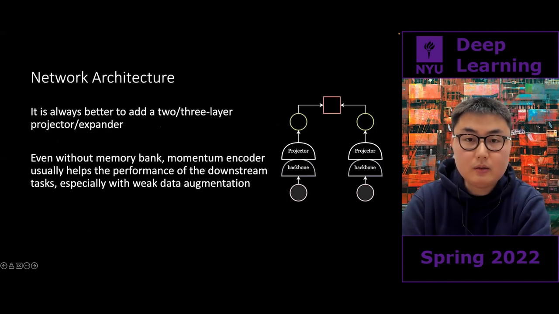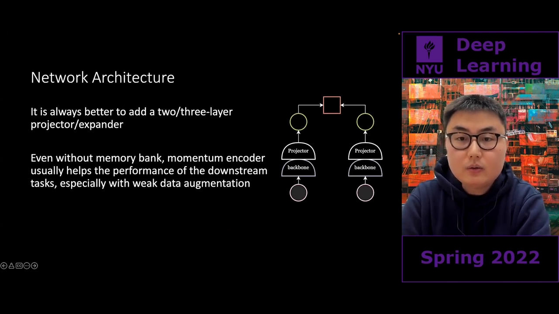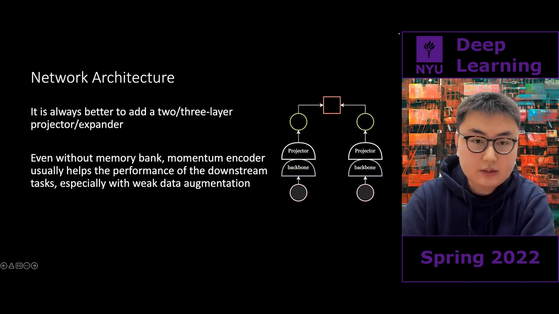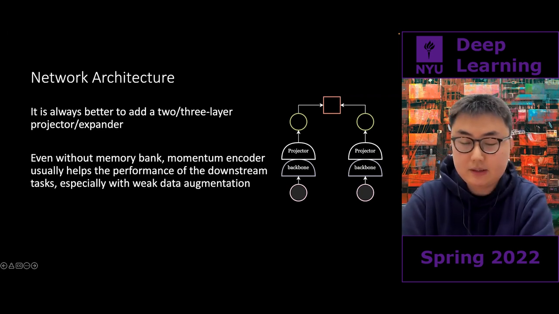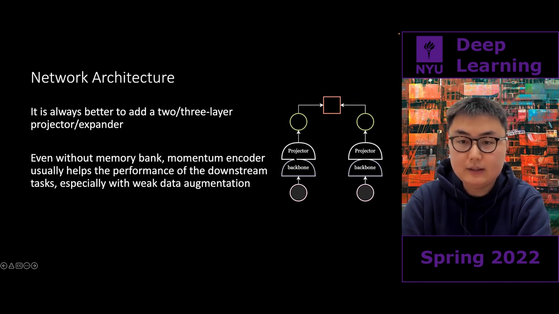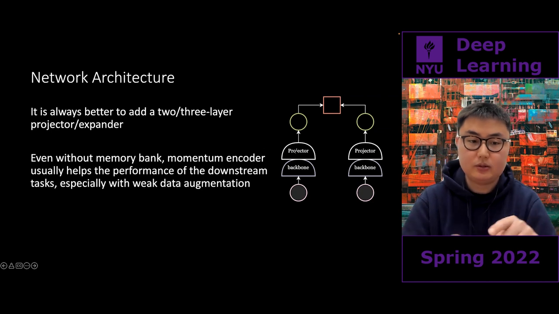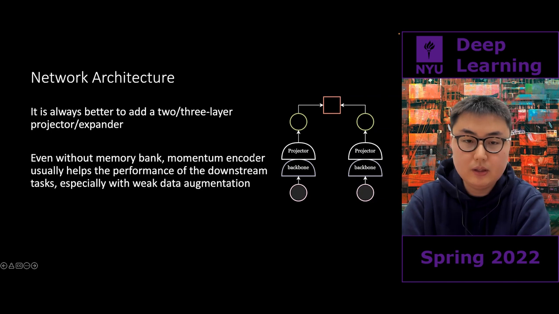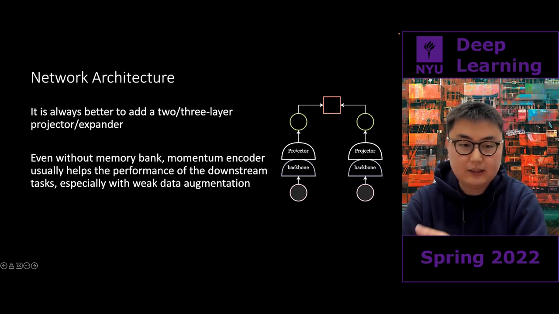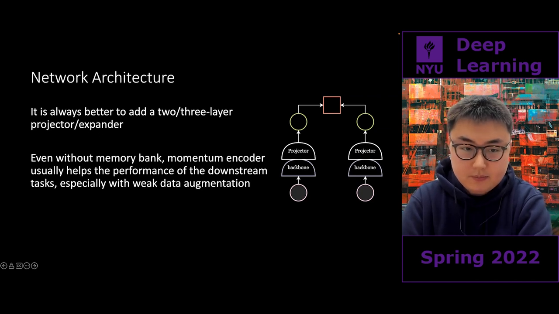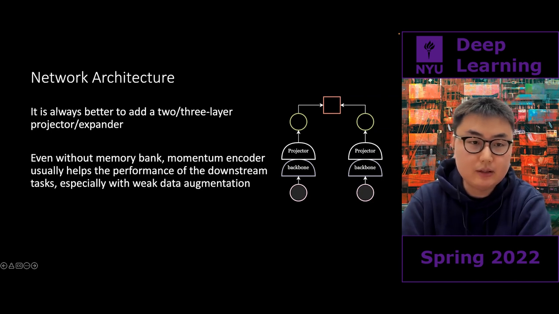Okay. Then for the network architecture, we also do not know much, but something we definitely know from the empirical results is that, first of all, it's always better to add a projector after the backbone. The projector is only used during the pre-training. When you do the evaluation on downstream tasks, you just throw the projector away and only use the backbone. Sometimes people call it a projector, sometimes an expander. The projector projects to a lower dimension and the expander projects to a higher dimension. For contrastive learning, you have no choice, you can only use the projector, because Yann explained how the negative samples happen. But for VICReg and those methods, you can use the expander or the projector.